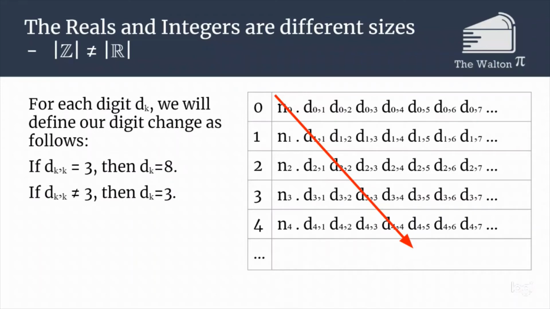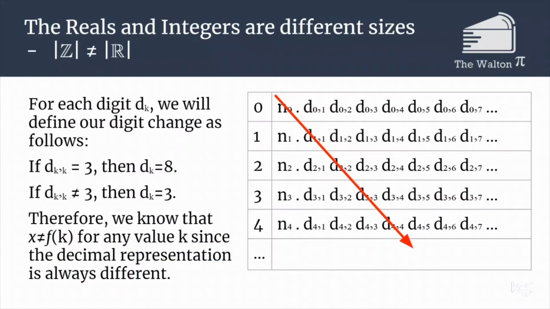So we are going to define our digit change function like this. If the d sub kk value is equal to 3, change it to an 8. If it's not equal to 3, change it to a 3. The reason that we're doing this is just so that we are never running into the repeating 9 situation. We could have it so that everything goes to a 7 except for 7, which goes to anything but 9. That's pretty much our only restriction. We are just trying to avoid that repeating 9 situation.